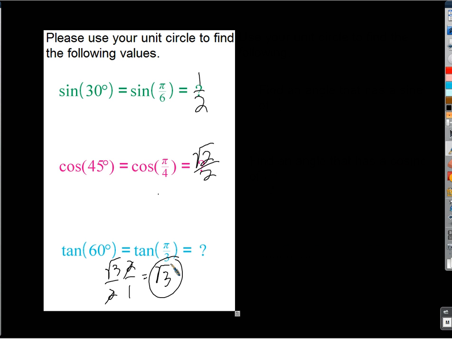Now, this is like a basic exercise. Spend a few minutes on your unit circle and familiarize yourself. This is nothing new, but the stuff we're learning is directly related to it. So, ready? Okay, here we go.